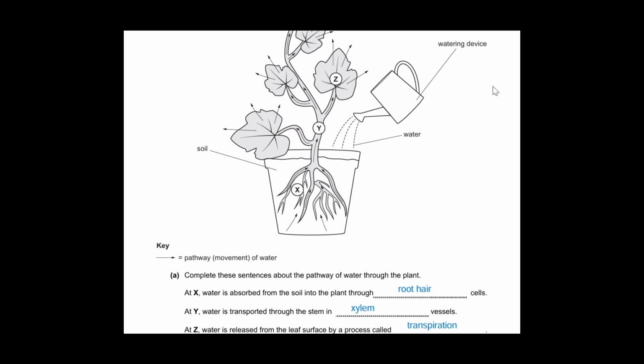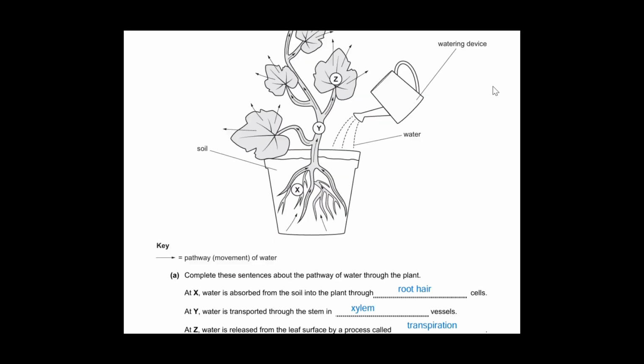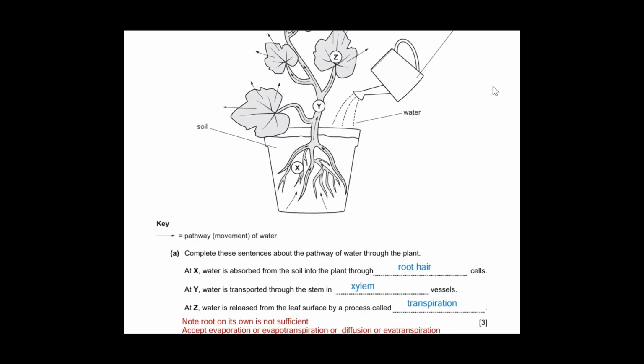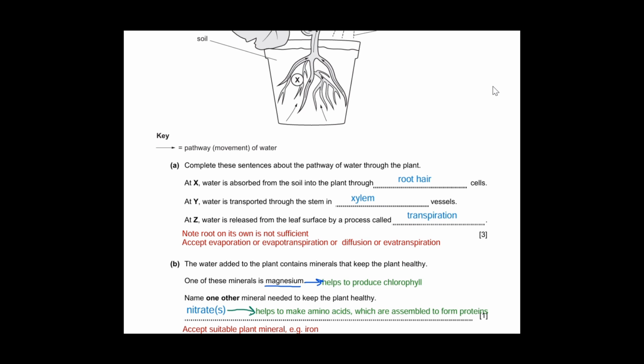The next question is Z. What is the process by which water is released from the surface of the leaf? The process is simply called transpiration. And this water here is not leaving the leaf in a liquid form. It's actually in a form called vapor, water vapor. So that process is called transpiration. If you have written evapotranspiration, or you've written evaporation, or you've written diffusion, the marking will still consider you correct.